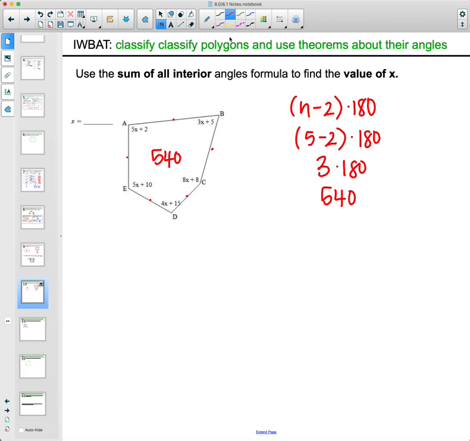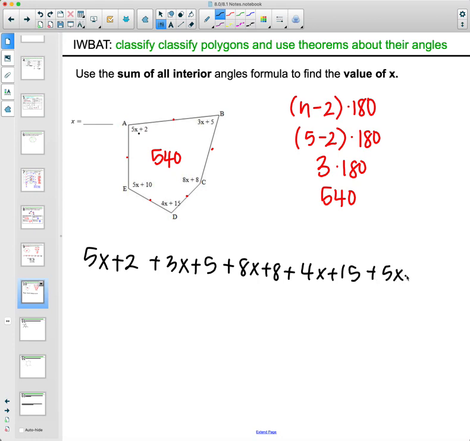So we're going to add up all of these expressions. Okay, so I'm just going to start adding them. So 5x plus 2 plus 3x plus 5 plus 8x plus 8 plus 4x plus 15 plus 5x plus 10 equals 540. So now you'll go through and add your like terms. So you'll find all the x's and add those together. So 5, 8, 16, 20, 25.